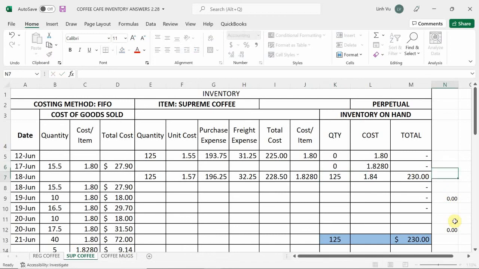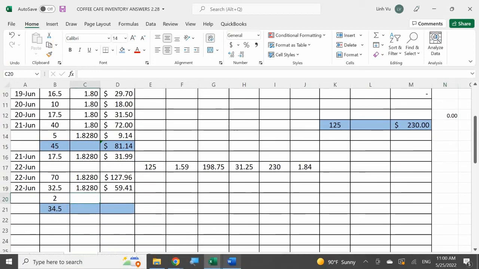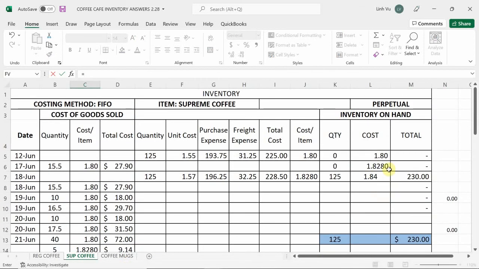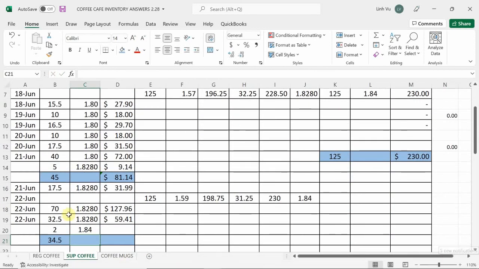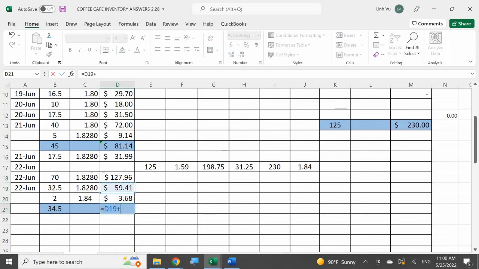Now I need to sell 2 more pounds. I can dip into my third batch of inventory, because that's all I have left. It's the only batch I have available. So it's going to cost me $1.84 per pound. So 2 times $1.84 is going to give me $3.68. Let's add up these totals. In grand total, for using 34 and a half pounds, it cost me $63.09.